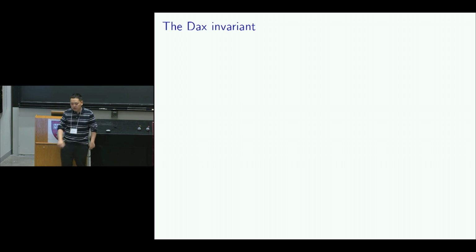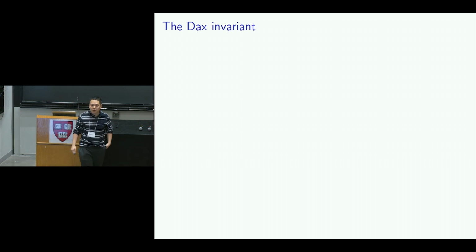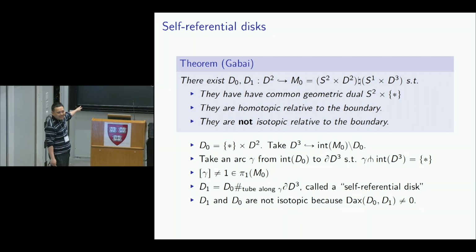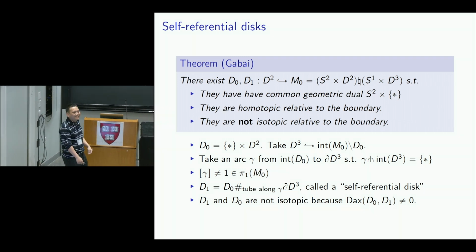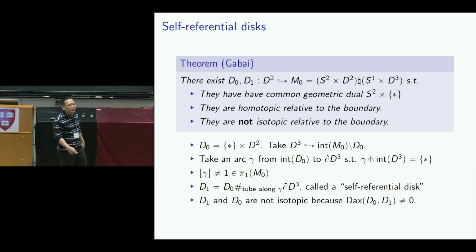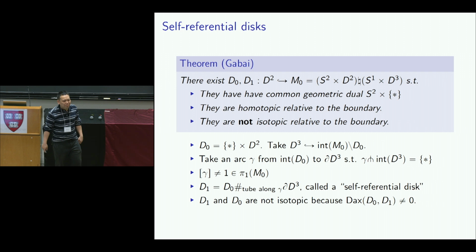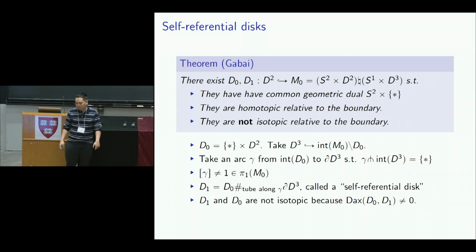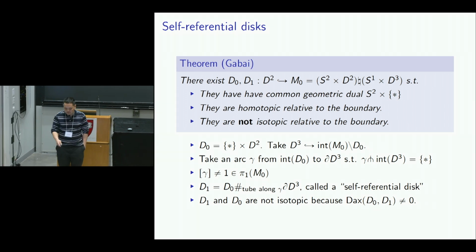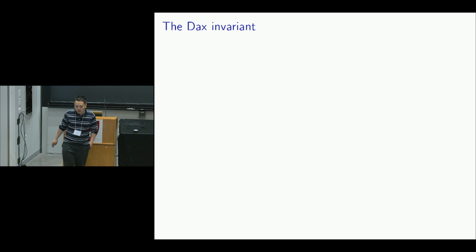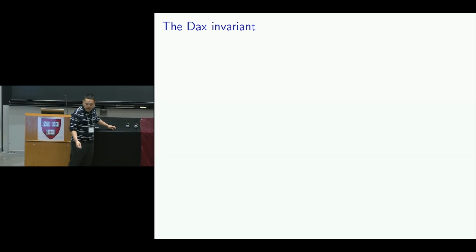Maybe let me talk a little bit about the Dax invariant. They are not even continuously isotopic, because the Dax invariant can be defined in a topological category. You can study the configuration space. Okay, so let's define the Dax invariant.